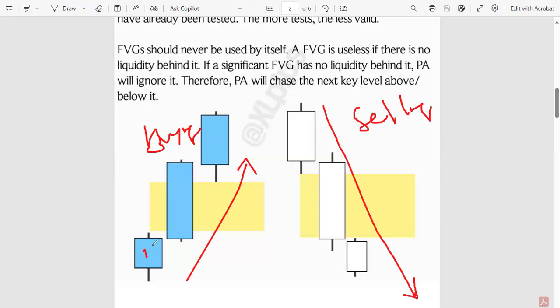We always tend to use three consecutive candles in order for us to know if we have a fair value gap or not. Remember, it doesn't need to be just the same type of candles. Sometimes you may see a single bearish candle with two bullish candles, or a single bullish candle with two bearish candles. It depends on the strength of that movement.